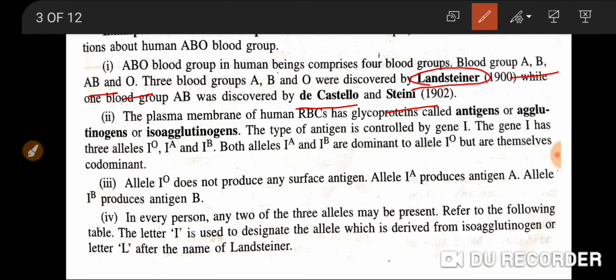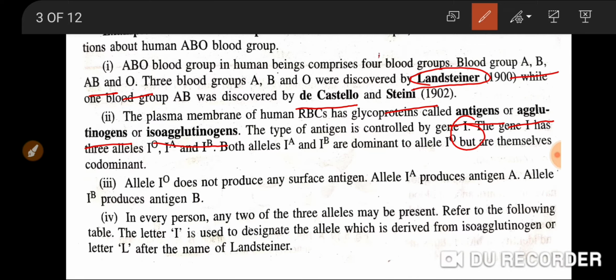One more important point regarding the ABO blood group is that the plasma membrane of RBCs, that is the red blood corpuscles, has glycoproteins. These glycoproteins are called antigens or agglutinogens or isoagglutinogens. So the plasma membranes of human RBCs have glycoproteins called antigens or agglutinogens or isoagglutinogens. These glycoproteins, or antigens, are controlled by a gene denoted by the capital I.